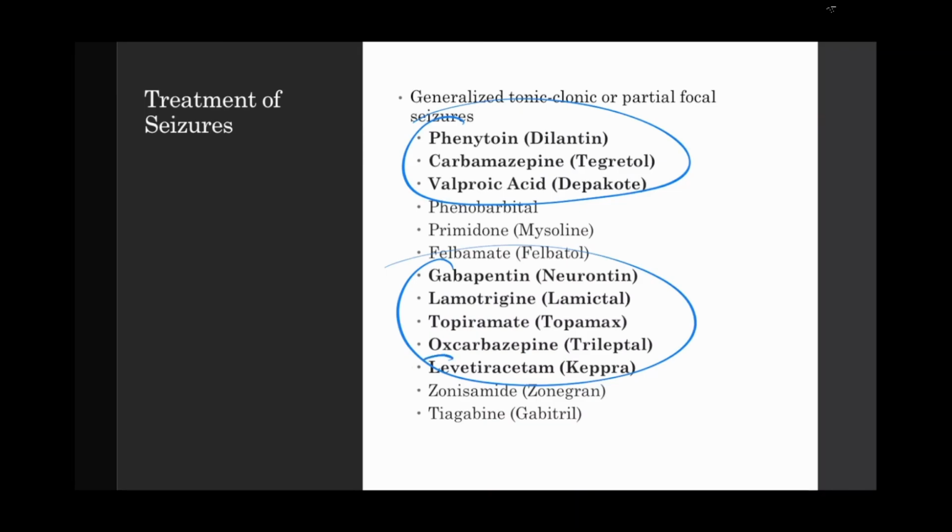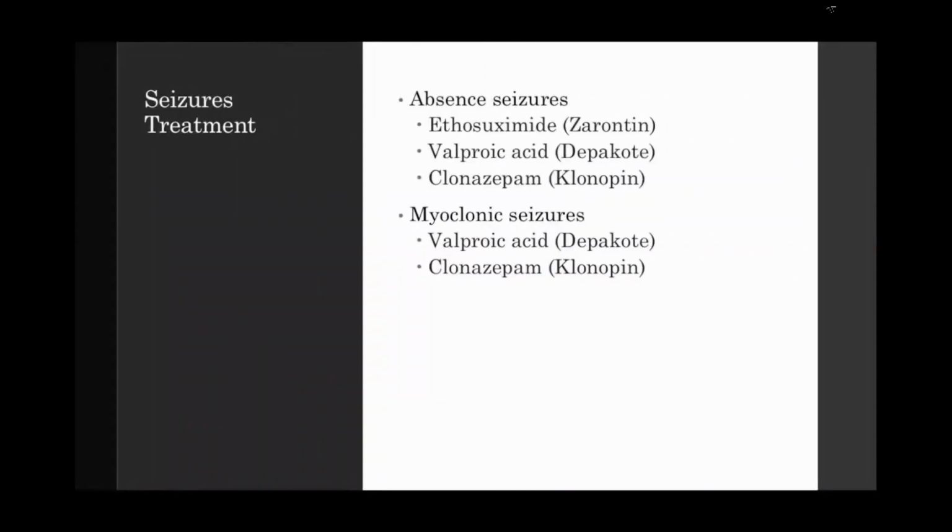Keppra is another big one. Topamax. Here's your Neurontin, which is gabapentin, used for neuropathic pain, but again, it's for nerves, and we're trying to stop the nerves from going crazy. So those are the big ones for treatment of seizures. For absence seizures, the big one is ethosuximide or Zarontin. That's where it changes, because for absence seizures they use different ones. For myoclonic seizures, Depakote and Klonopin are very good.